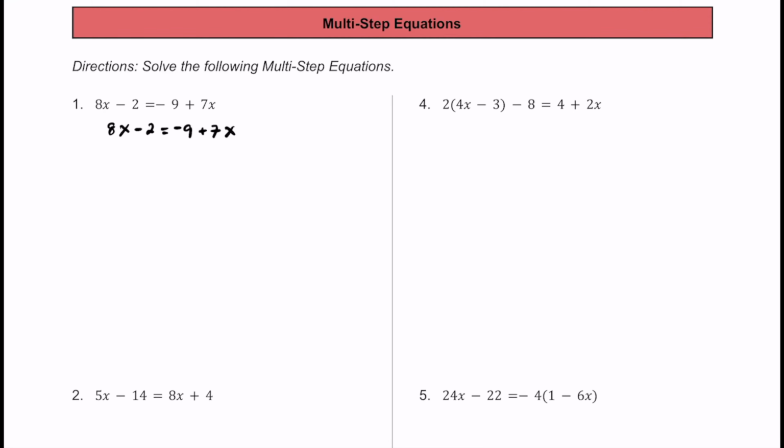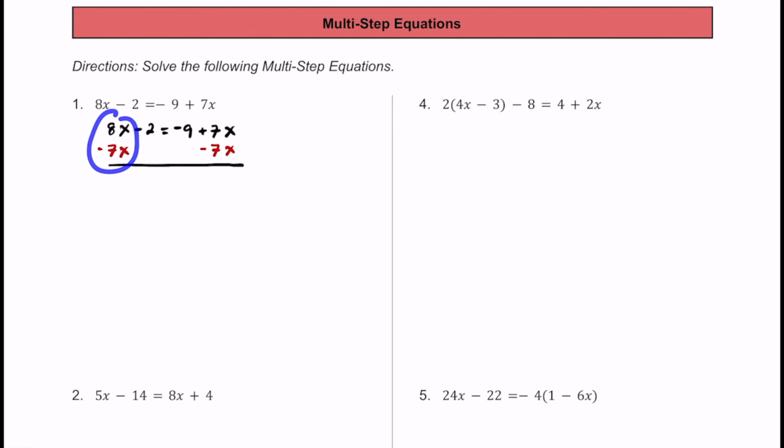We could take away 8x from both sides. We could also add 2 or add 9 or take away 7x. Now I like to try to get my variables to the same side, so I'm going to go ahead and take away 7x from both sides, so we get a positive coefficient for x, right? You could take away 8x, but again, I'm going to try to get positive coefficients when I can.